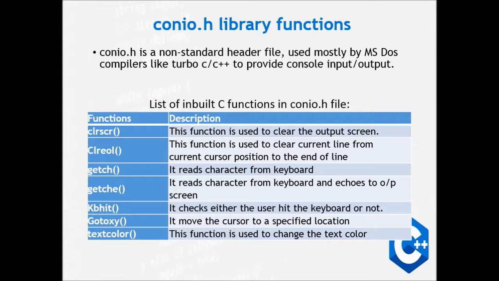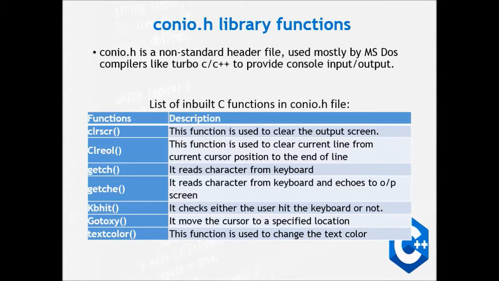kbhit. The function kbhit stands for keyboard hit. The function is used to check if the user hit the keyboard or not. It returns a non-zero value if the user hits any key on the keyboard and returns 0 otherwise. The value of the key can also be stored in a variable by using an assignment statement.